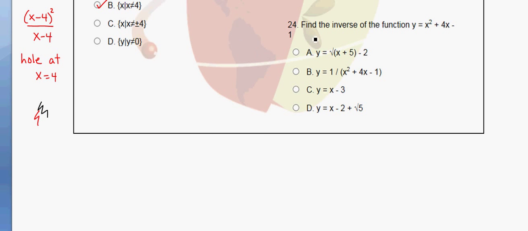Okay, 24 says to find the inverse of the function y equals x squared plus 4x minus 1. And I'm actually just going to write the minus 1 there because it looks like it fell off. Okay, so this one is tricky. I'll admit that the first time through I felt like I should see a choice here that says something like, it's not invertible. So I have issues with this question. But anyway, let's work through what I know that they must mean.